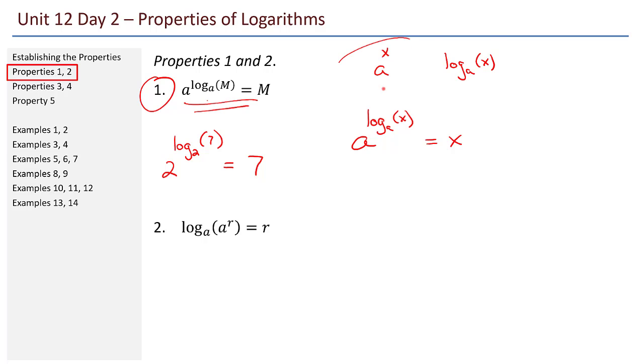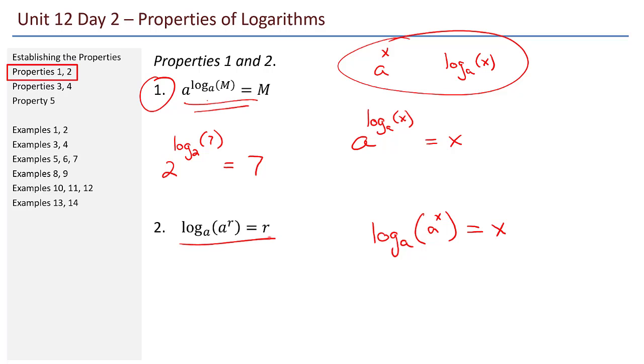Now, what if I take these two functions again and I compose them the other way around? I'll start with log base a of, and inside of that I put my exponential function, a to the x. So I will get out x. And that's exactly what happens here in property 2. For example, we might say log base 3 of 3 to the 10, that equals 10.